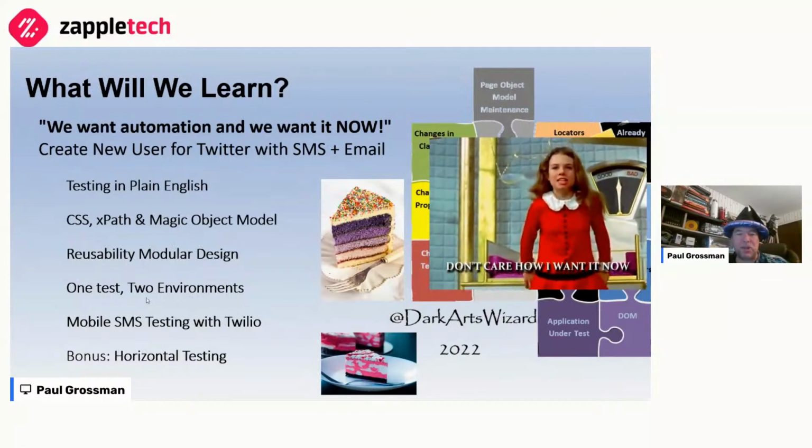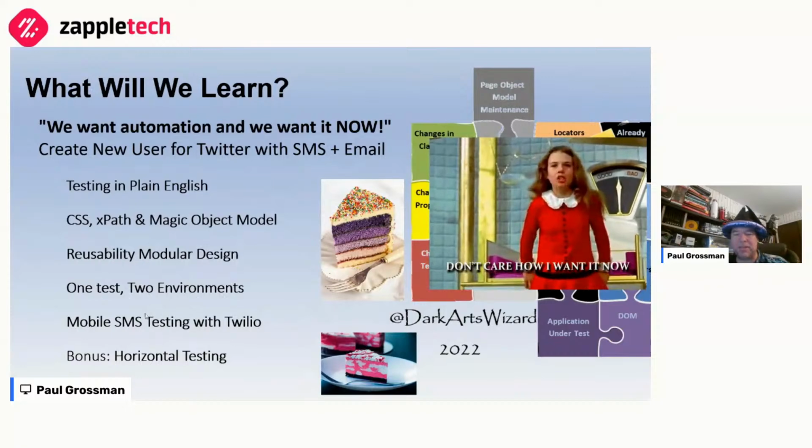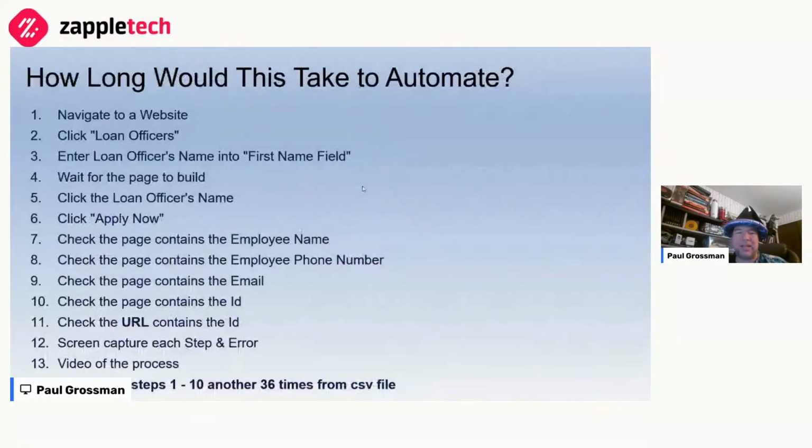So we'll talk a little bit about the magic object model, reusable modular design, and how to interact with elements that may be in one environment and not in the other. As I mentioned, SMS testing with Twilio. And then we've got a bonus session and a little bit about horizontal testing.